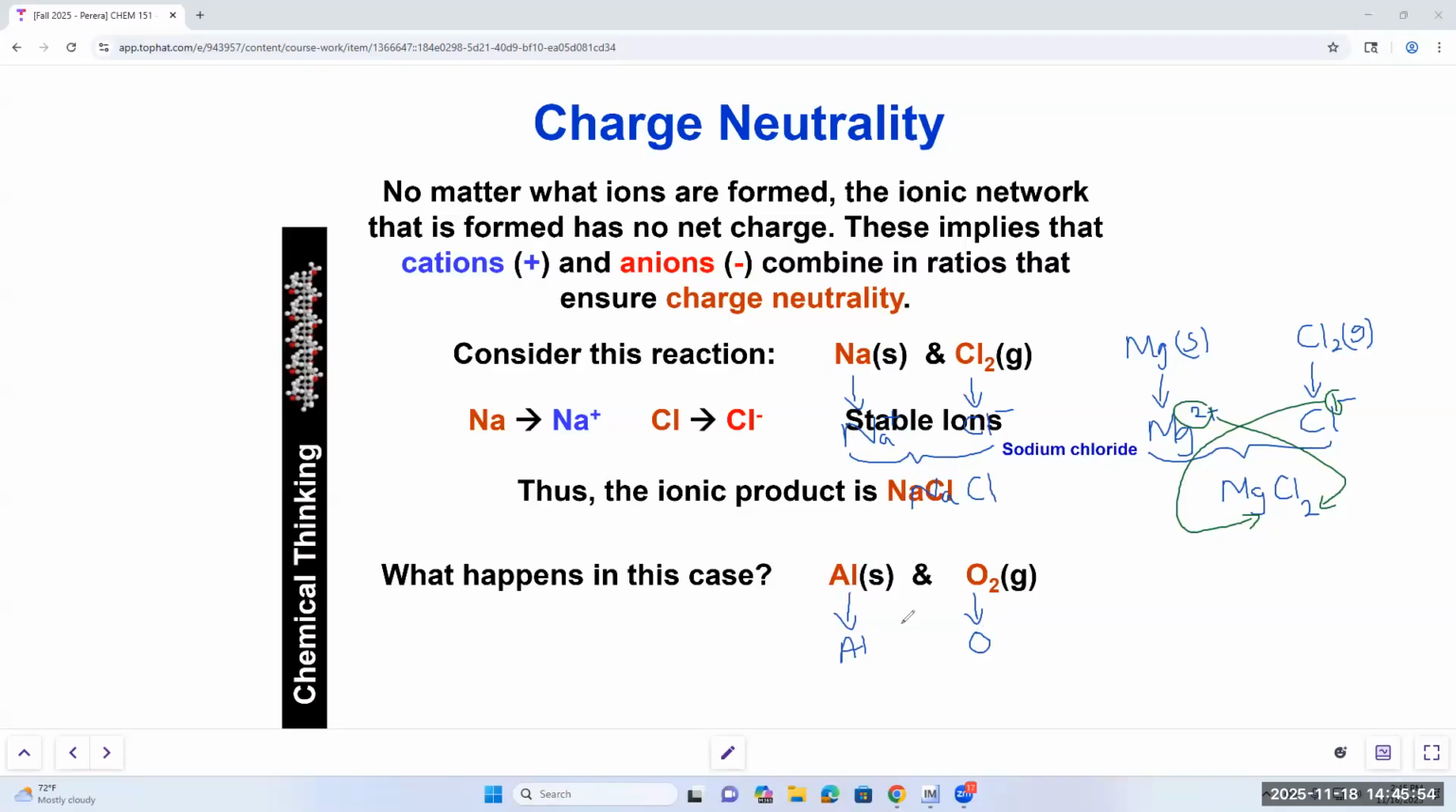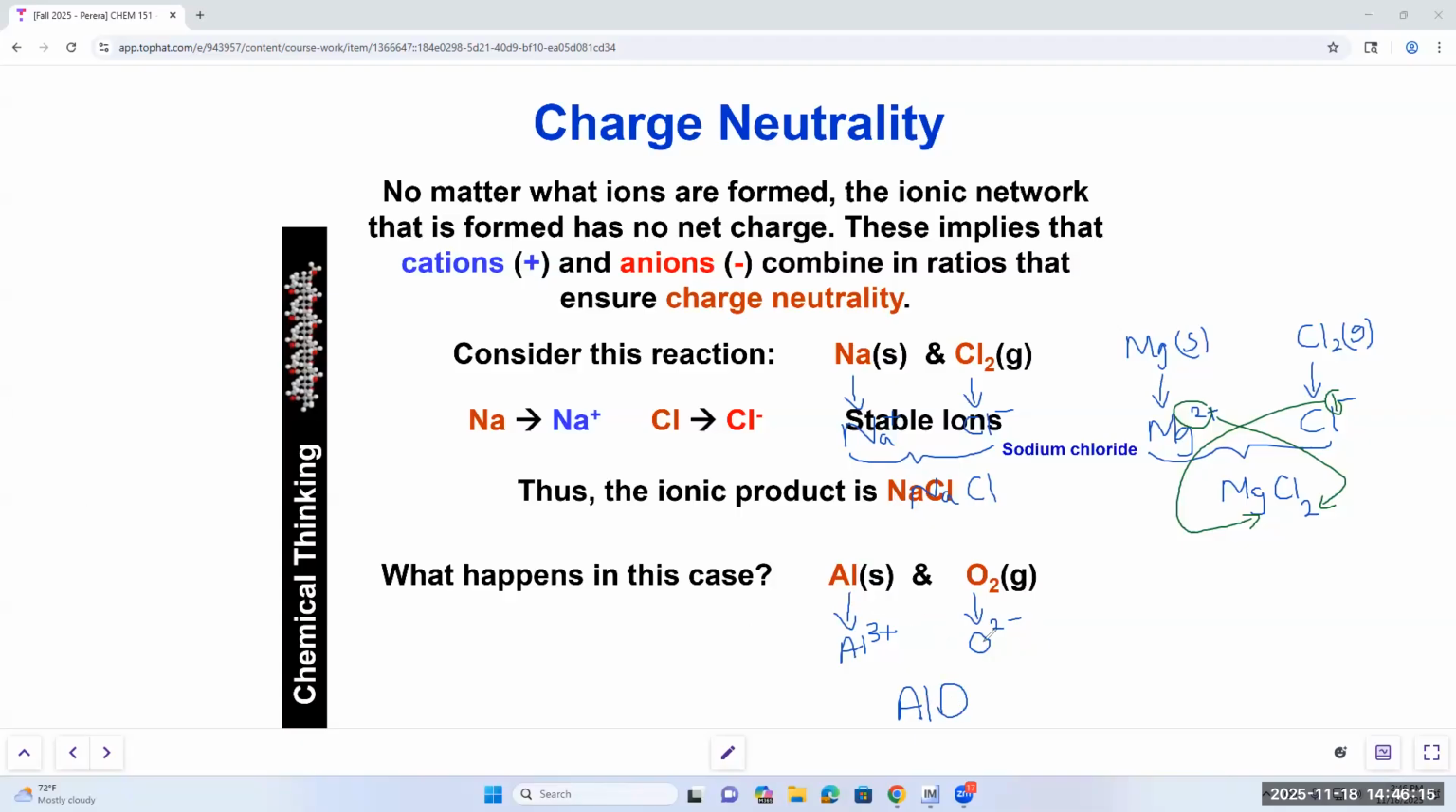Which group is aluminum in? Group 3, therefore it's going to form 3+ ions. Why? It's going to lose 3 electrons to become noble. And oxygen is in group 6, therefore it's going to gain 2 electrons to become 2-. So in your compound, you have aluminum combined with oxygen.